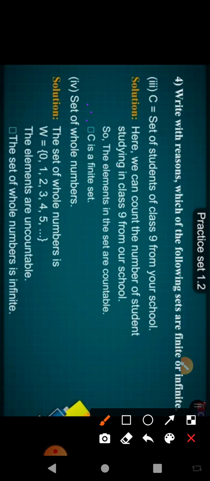Next, set of whole numbers. Again, they have given whole numbers, but they have not given where to stop. They have not given the limitation. It is unlimited, uncountable. So we will write W, where W represents the whole numbers, is equal to, now whole numbers you all know start with 0. So {0, 1, 2, 3, 4, 5, and so on}. The elements are uncountable, therefore the set of whole numbers is infinite.